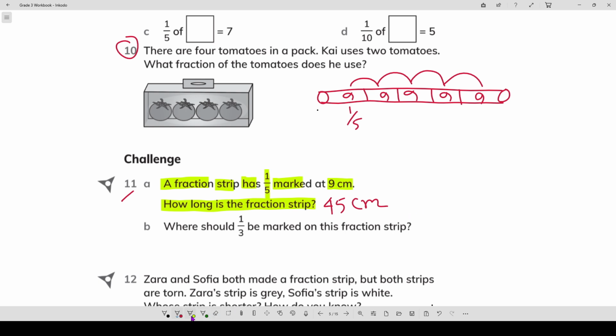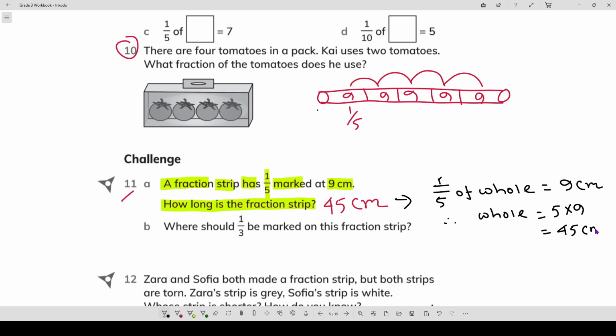It's a very simple thing. We can write it this way: 1/5 of whole equals 9 centimeters. So whole equals 5 times 9. It means 45 centimeters. Okay. So number A done. What should 1/3 be marked on the stripe?